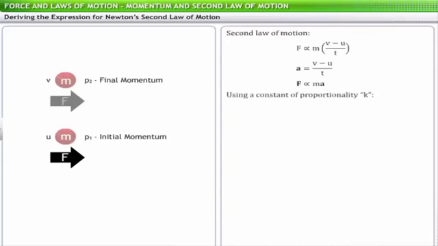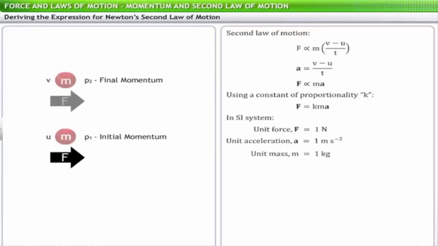We use a constant of proportionality k to equate this relationship. Therefore, F is equal to kma. In the SI system, a unit force is a force with a magnitude of 1 Newton. Unit force is defined as a force that produces unit acceleration, that is, 1 meter per second square, when applied on a body of unit mass, 1 kilogram.